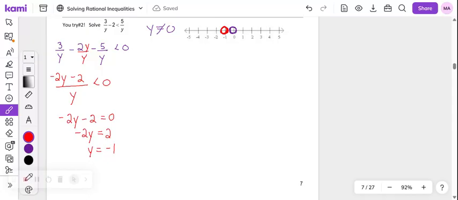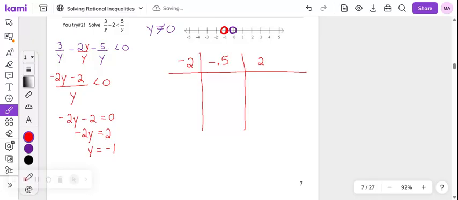So we have 3 regions to test. We have to test to the left of -1, so I'm going to try -2. We have to test between -1 and 0. I'm going with -0.5 or -1/2, however you'd like to write that. And then I'm going to test 2 to the right of that. Okay, greater than 0. We're going to drop our numbers right in here.